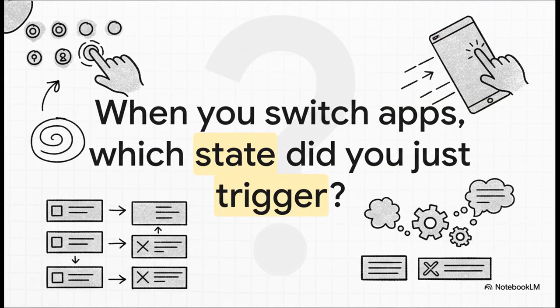So, the next time you tap an icon or swipe an app away, just remember that incredible journey it took to get there and the complex life it leads right there on your screen. You're not just multitasking, you're the director of an entire life cycle. The only question is, which state did you just trigger?